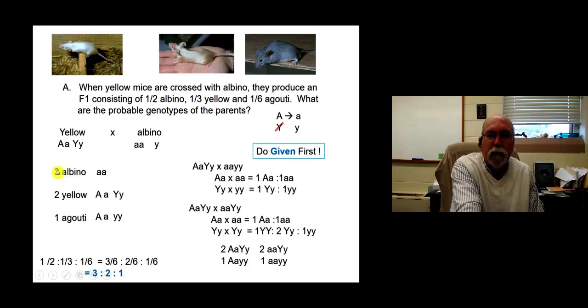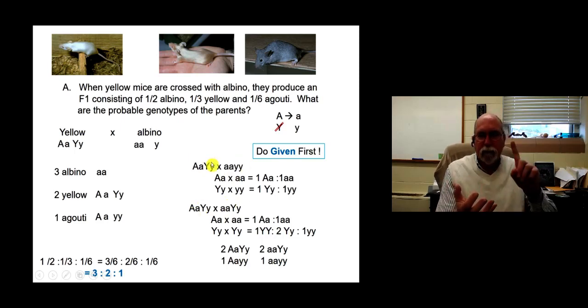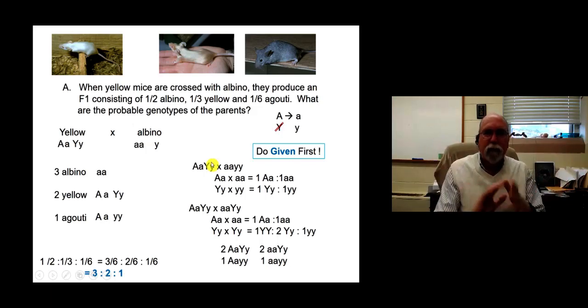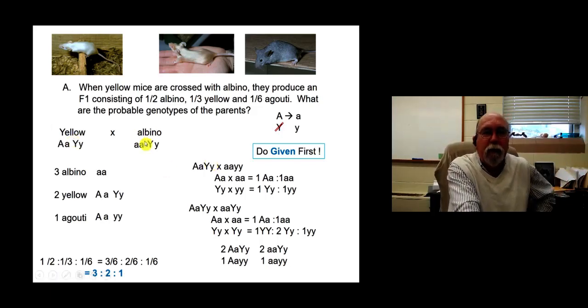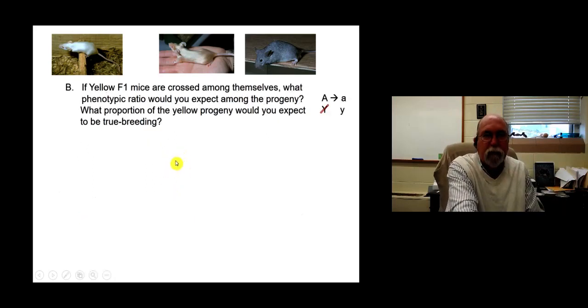So in order to get a 3 to 2 to 1 ratio, it had to be this cross, not this cross. And so look what we did. We used logic, we used ratios, we used Mendel, took everything to do that. And when we do that, we realized that this albino, even though it's albino, had to have been an albino yellow. If it had been allowed to have color, it would be yellow, not agouti. Okay. All right. That's kind of fun.